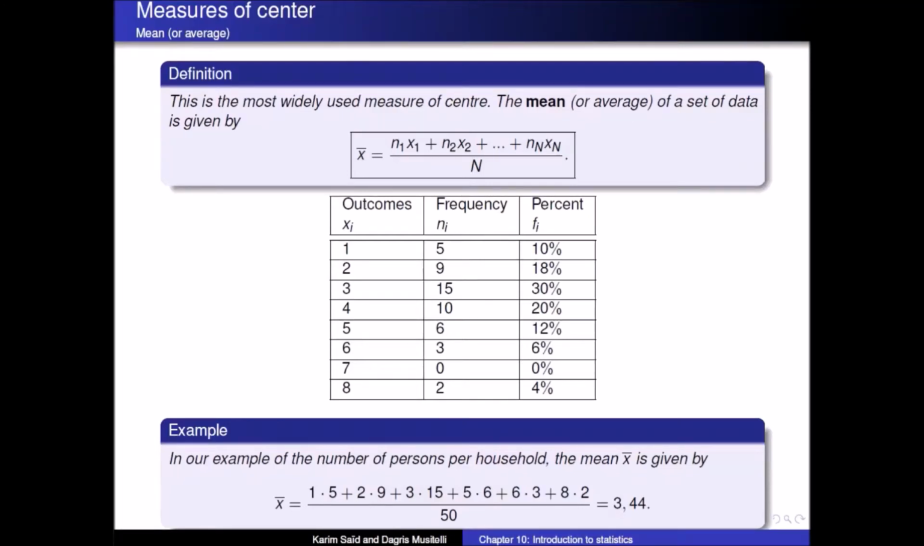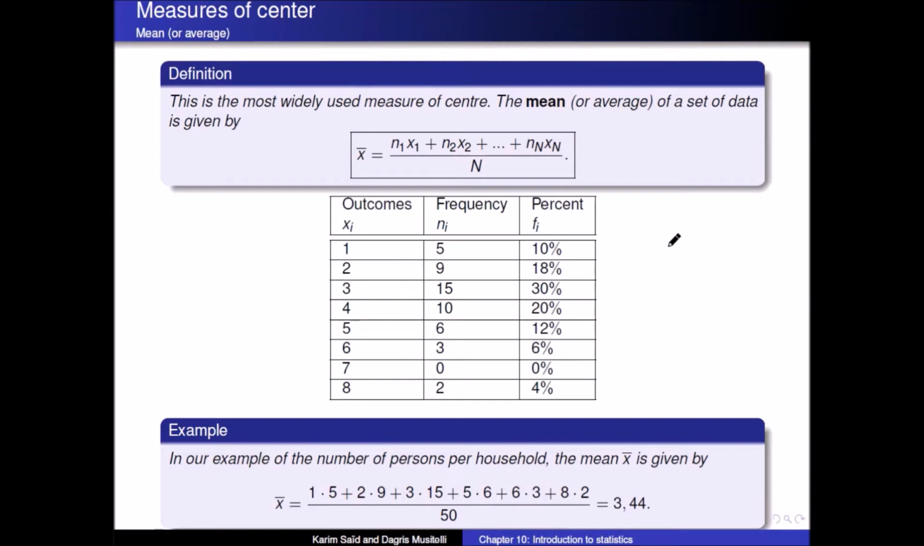Hello everyone. Now you're going to learn how to compute the center of a dataset. We have three kinds of measures of center. The first one is called the mean, or the average. It's the one you've known for ages.